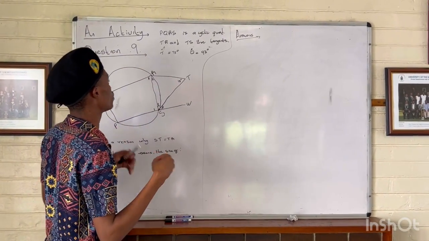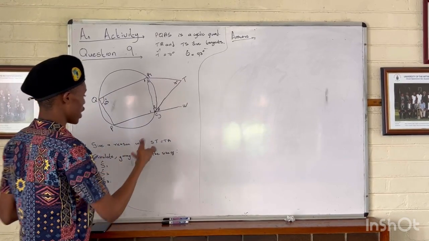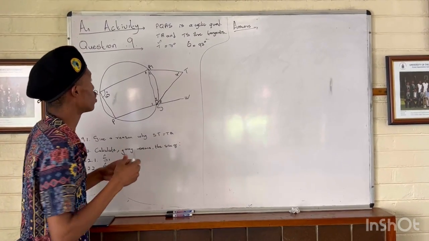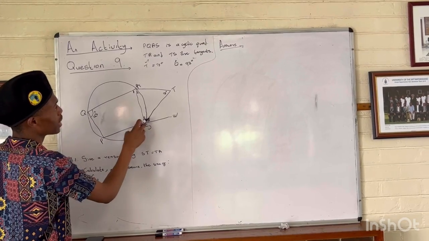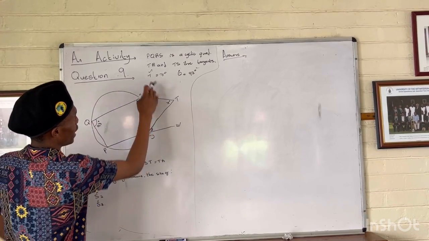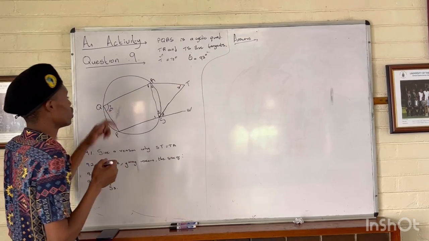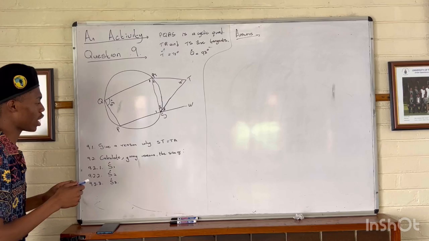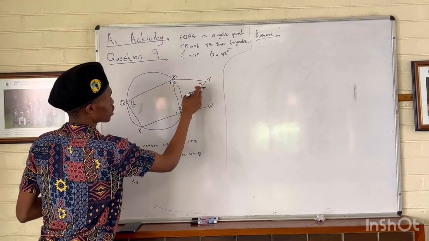Now let's do an activity together so that we can summarize what we have done there. You can feel free to pause the video and do the question by yourself, then you can come and check whether you have done it correctly or not. So the statement says that PQRS is a cyclic quad. TR and TS are tangents, and angle T is equal to 78 degrees and angle Q is equal to 93 degrees. They are given. So our question 9.1 says, give a reason why ST is equal to TR. Why is ST equal to TR?